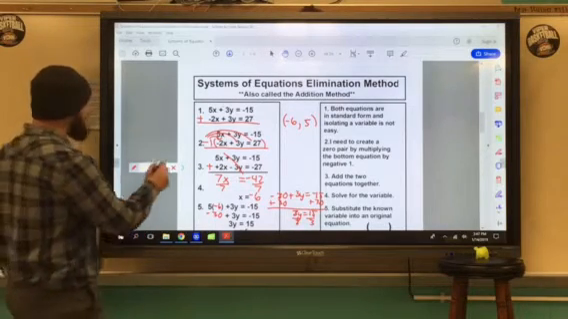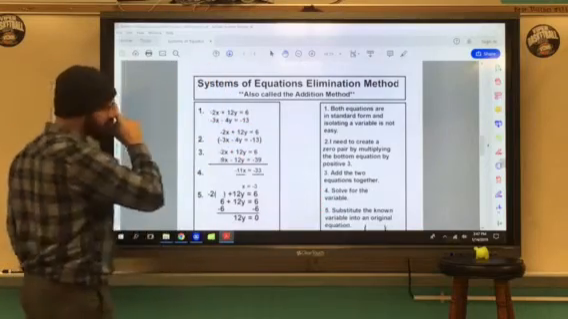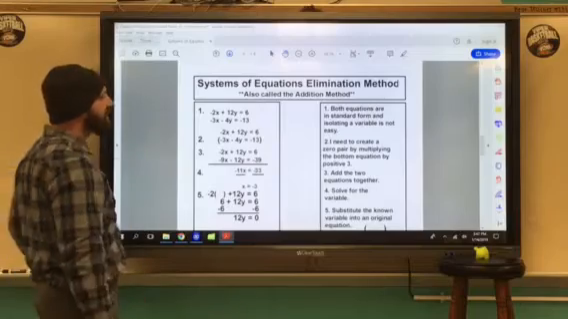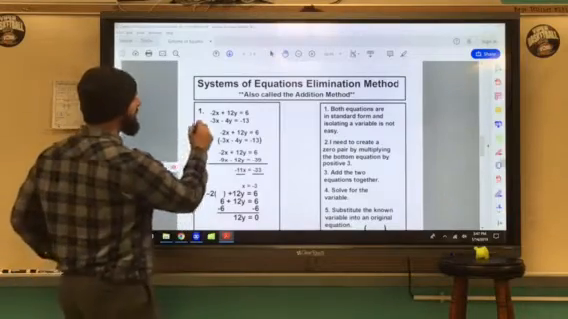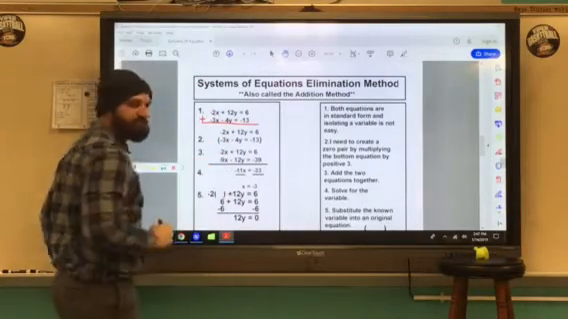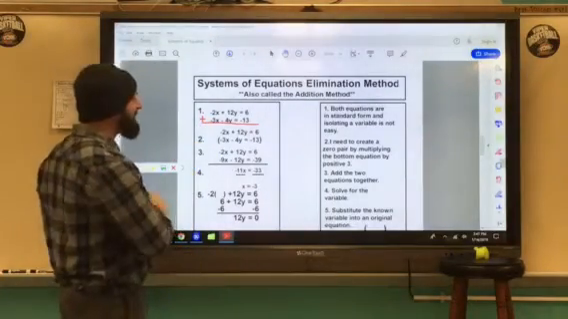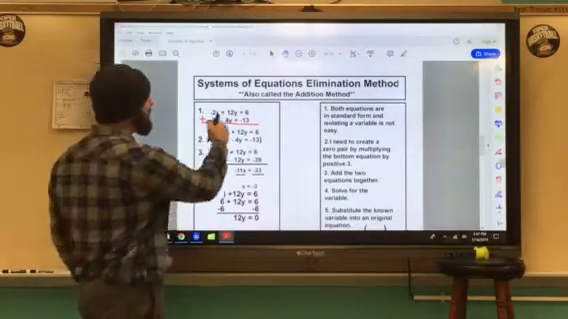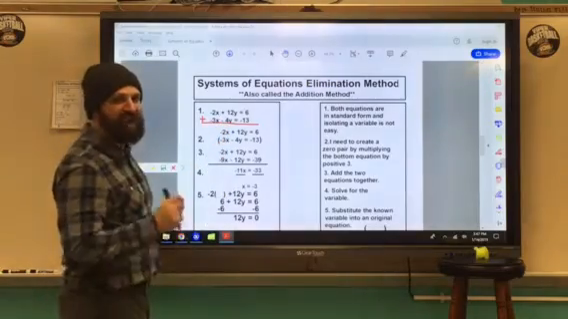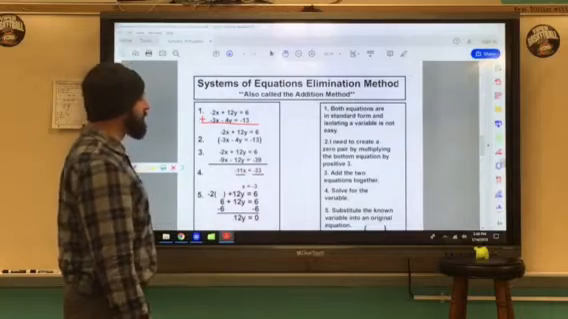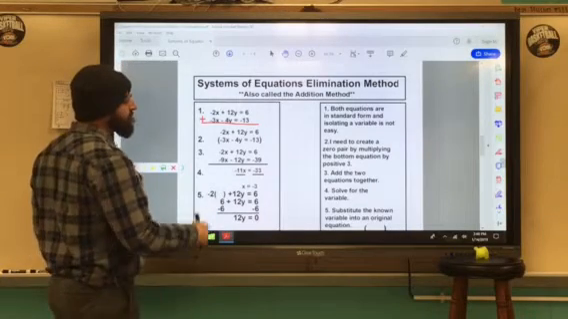Now let's take a look at our last example. This will be a challenge. So once again, when I go to add my two lines together, neither my x nor my y are going to cancel out. So I've got to multiply one of the equations by a factor in order to create an opportunity for one of the variables to eliminate.